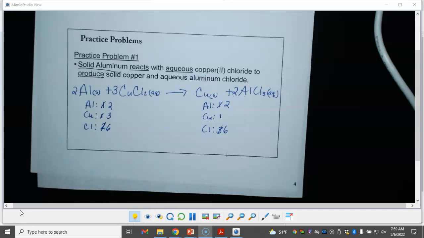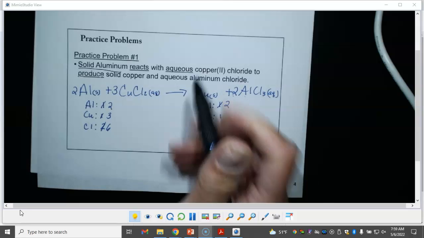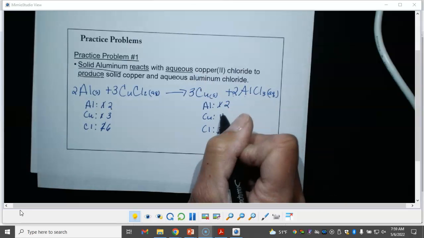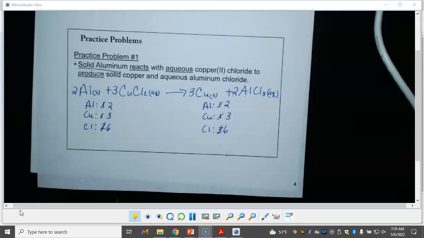I got one last thing to fix. I have 3 copper on this side, so I got to move to this side and get 3 copper. So I'm going to put a coefficient of 3 here, and that gives me 3. So I've got 2 and 2, 3 and 3, 6 and 6.